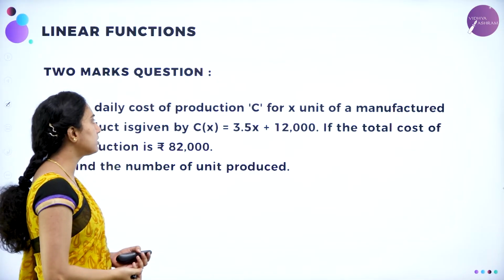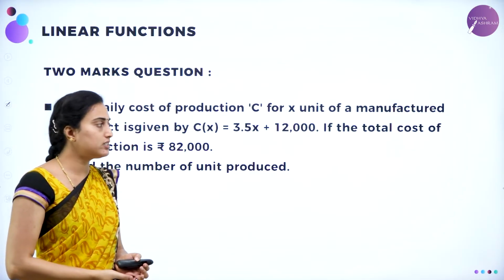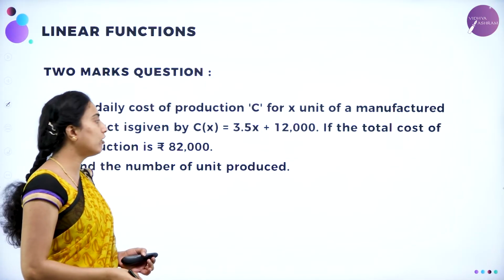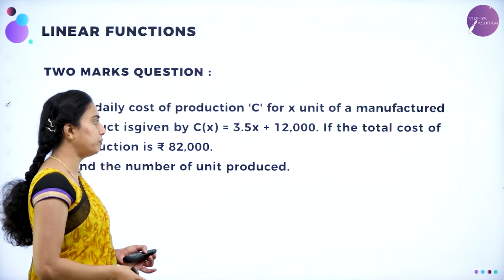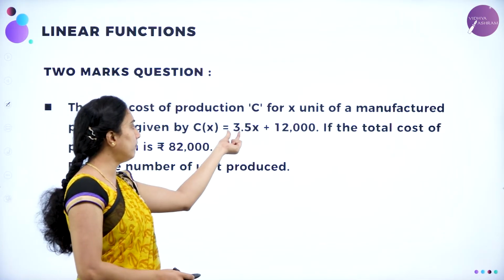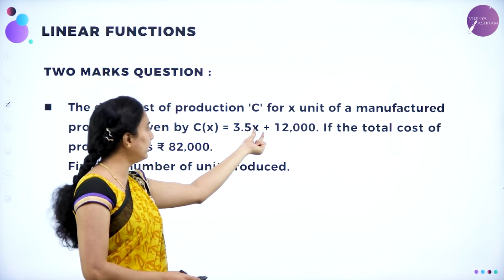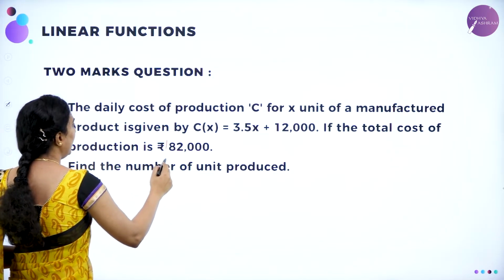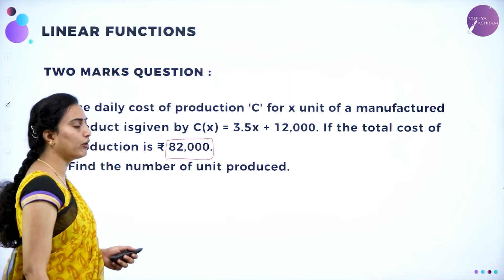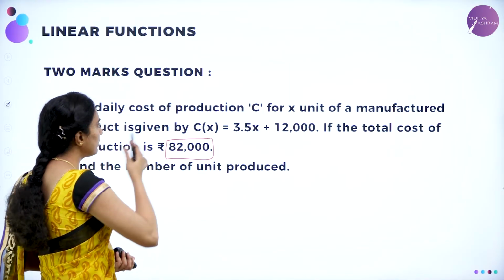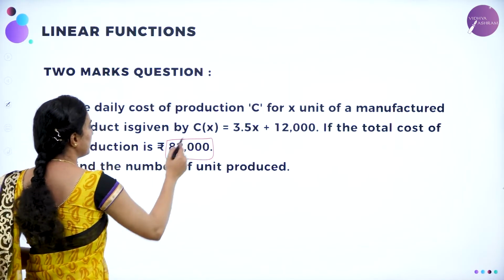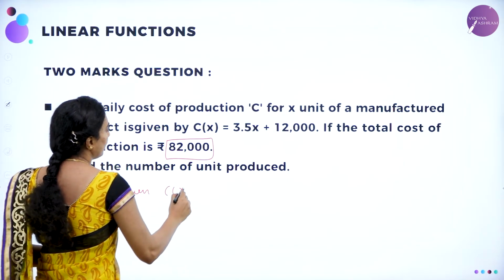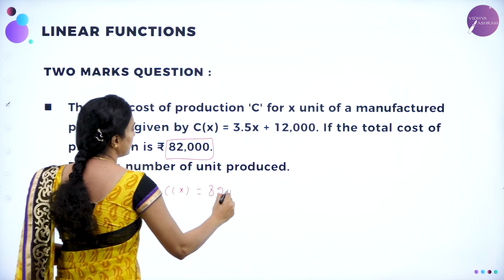The daily cost of the production C for X units of a manufactured product is given by C of x is equal to 3.5x plus 12,000. That means the variable cost per unit times x plus fixed cost. If the total cost of the production is 82,000, find the number of units produced. That means you are going to substitute in the given. They have given C of x is equal to 82,000.